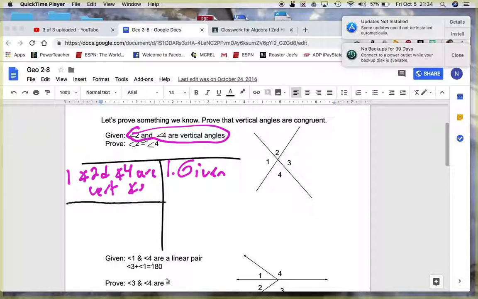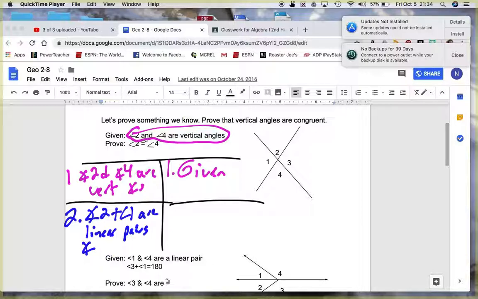Which, that's not very legible. That's why you listen to me as I talk, right? Hopefully. Anyways, step 2. I am going to use other facts that I know. Well, I know that angle 2 plus angle 1 are, well, technically I have to say this, they are linear pairs. And I know that angle 1 and angle 4 are linear pairs.